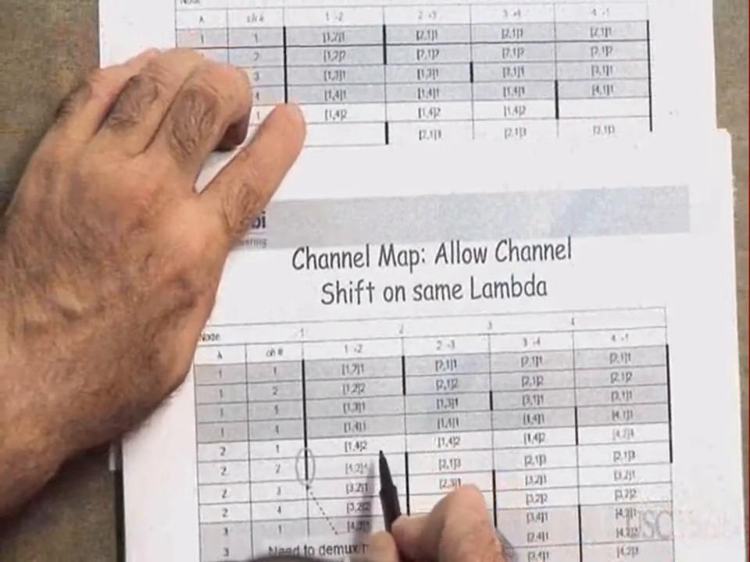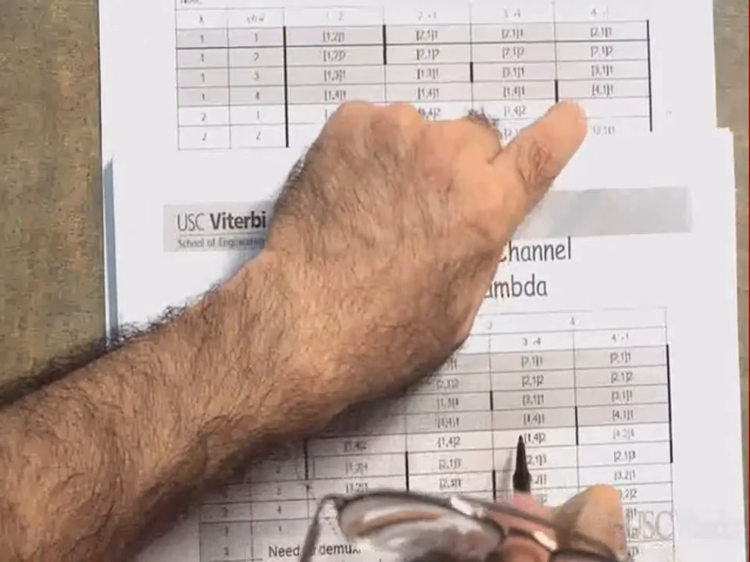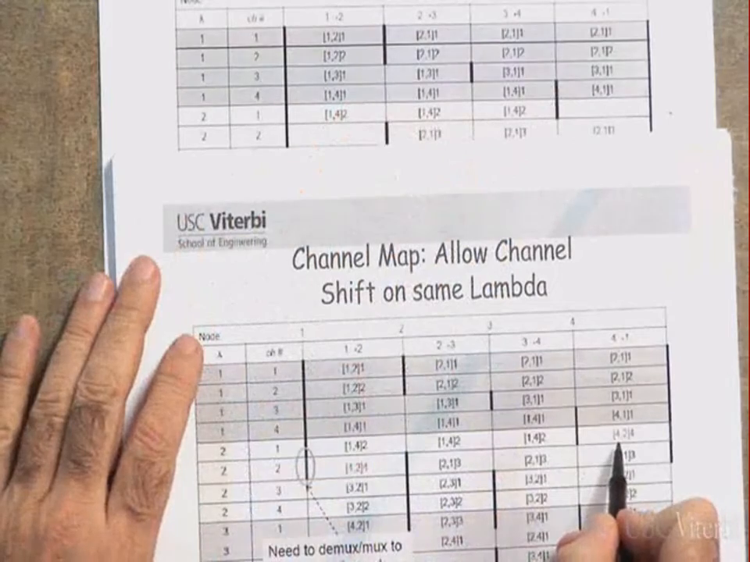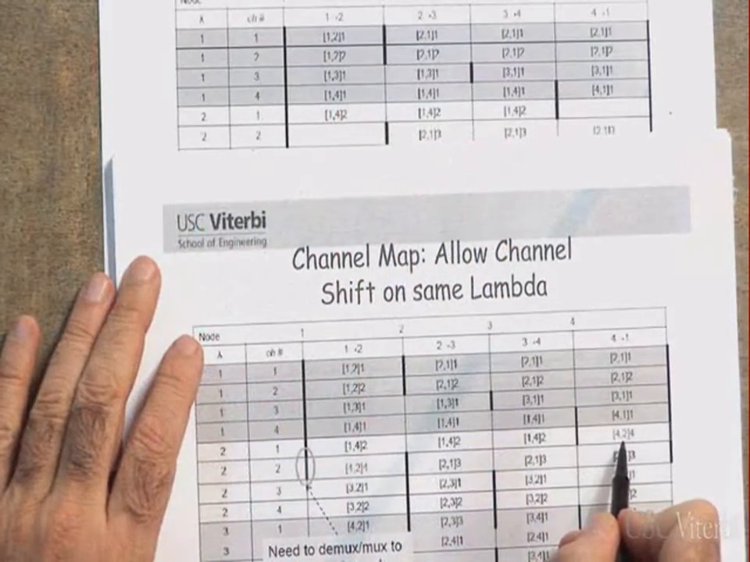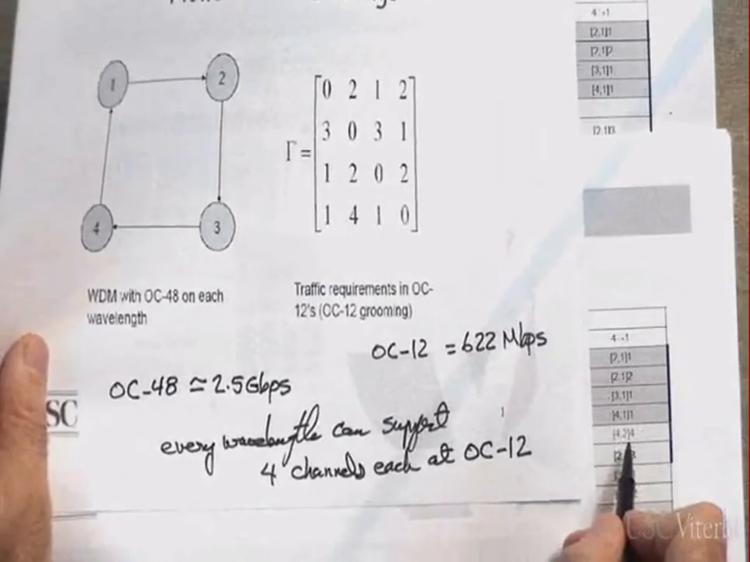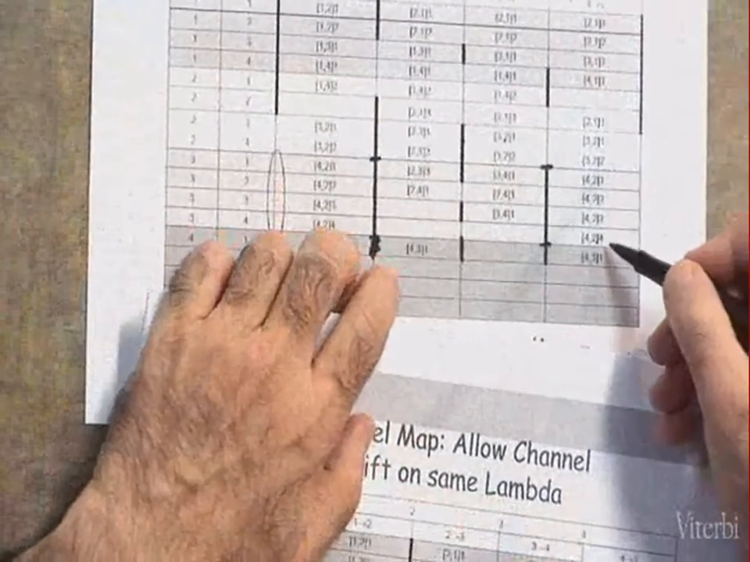Next one. 1, 4, 2, 1, 4, 2, 1, 4, 2. You see this one is empty? Yes? What did I put in it? 4 to what? How many are there from 4 to 2? 4 of them. Where is the 4 to 2 here? Can you show me where is the 4 to 2 here?